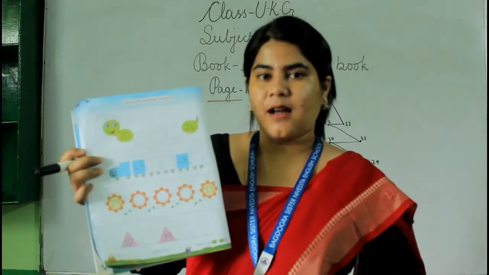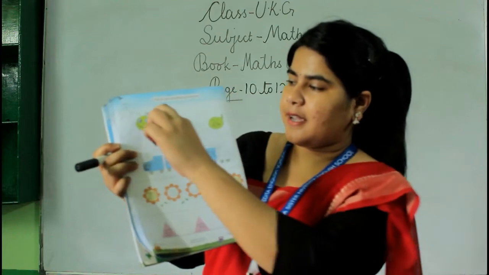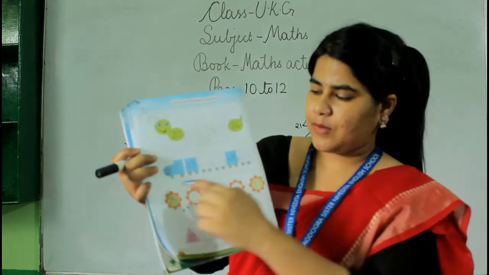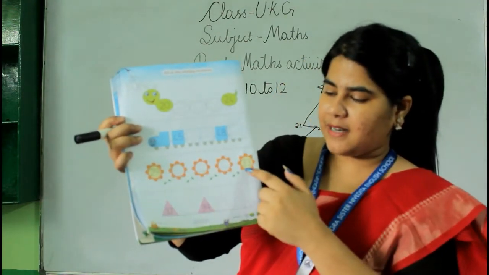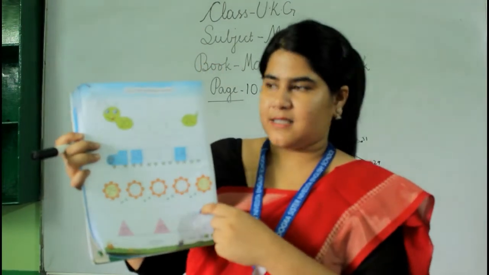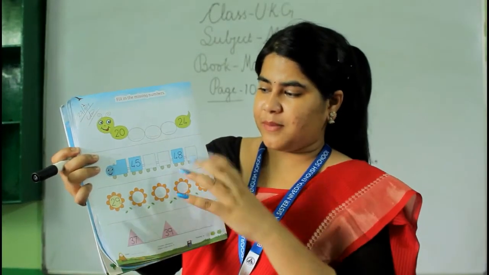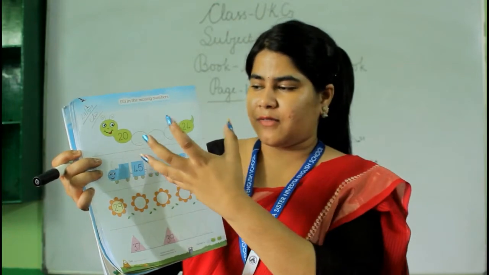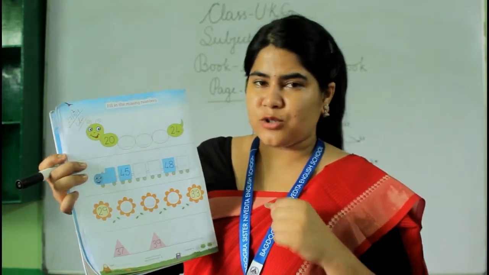Fill in the missing numbers. Here one caterpillar is there, train is there, sunflower is there, and the triangle is there. And there are some numbers given, but some of the blanks are missing. So you need to fill that.